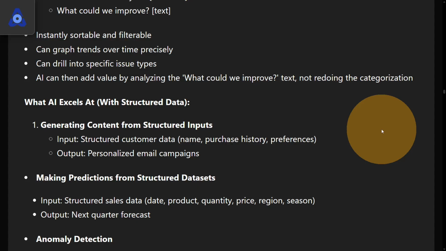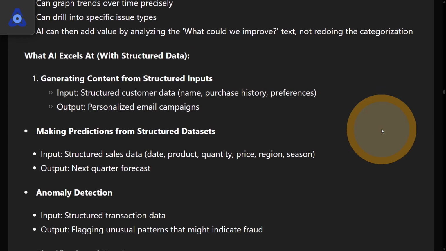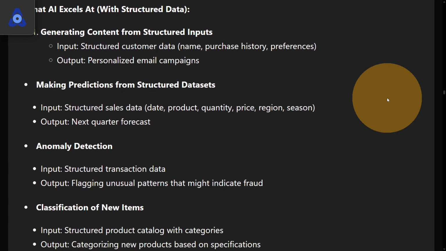Output personalized email campaigns. 2. Making predictions from structured data sets. Input structured sales data like date, product, quantity, price, region, season. Output next quarter forecast.